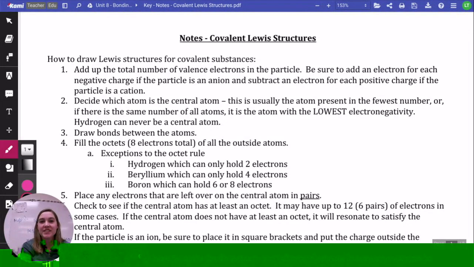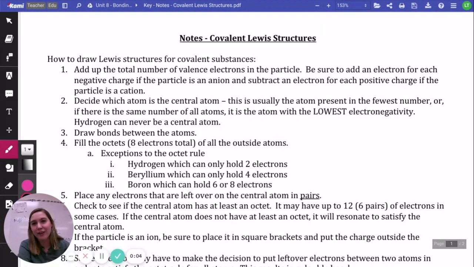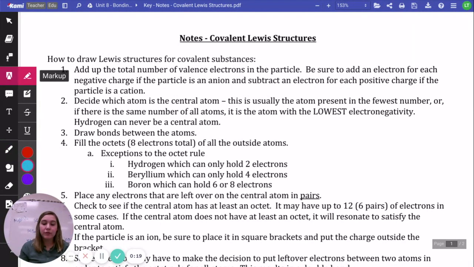Hi guys! So in this video, we will be going over covalent Lewis structures and how to draw them. You're going to need a periodic table and you may want a calculator if you are as bad at math as I am, simple mental math as I am. So let's get started. Okay, so for covalent substances, they share their electrons.